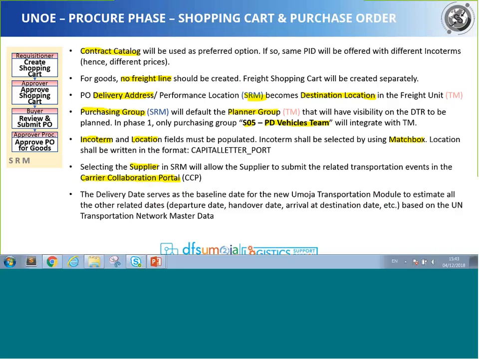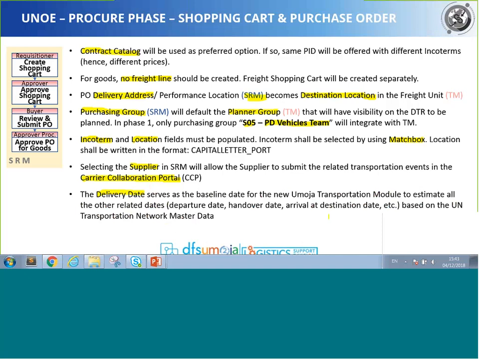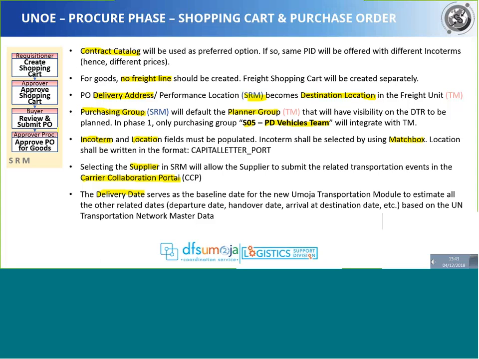And lastly, the delivery date that is specified in the shopping cart is the baseline date for TM to calculate all the other related dates, like the departure date for the different stages, the handover date, the arrival at destination. So there will be some rules that will allow calculating the different related dates based on that delivery date specified in SRM. Okay, so no changes in the process, but few things to consider in the SRM part.